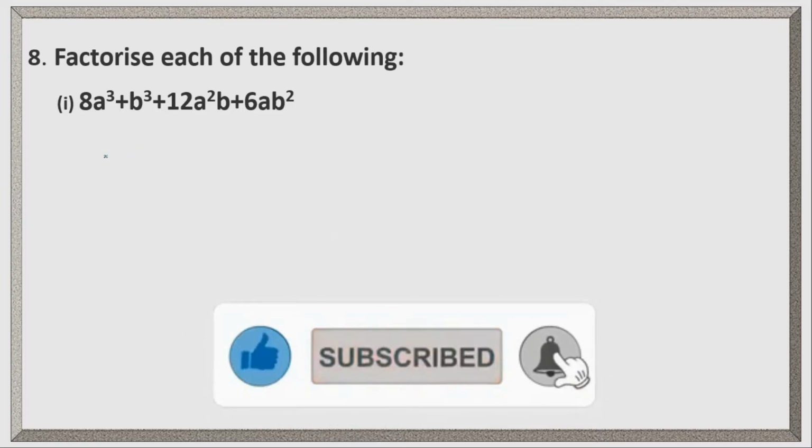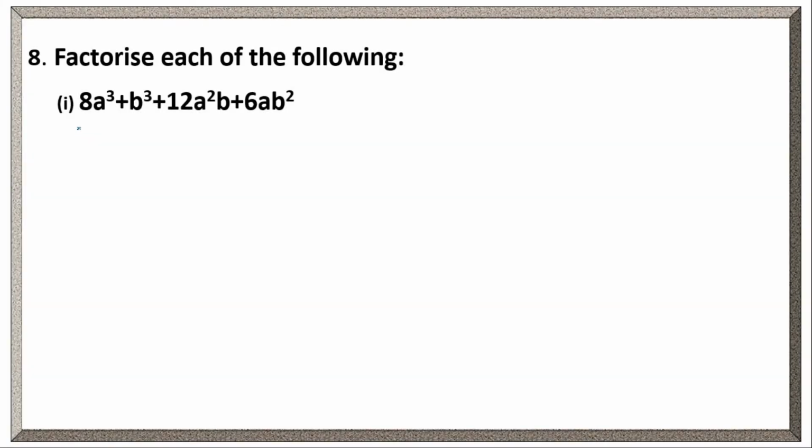Let's see exercise 2.58 problem. In that first bit is 8a cube plus b cube plus 12a square b plus 6ab square. Clear? So 8 can be written as 2 cube, right? So 2 cube a cube can be written as (2a) whole cube plus b cube plus, from these two terms we can take 6ab as common. 6 will go in 12 two times. So 2a's are there, right? 1a we have taken as common.